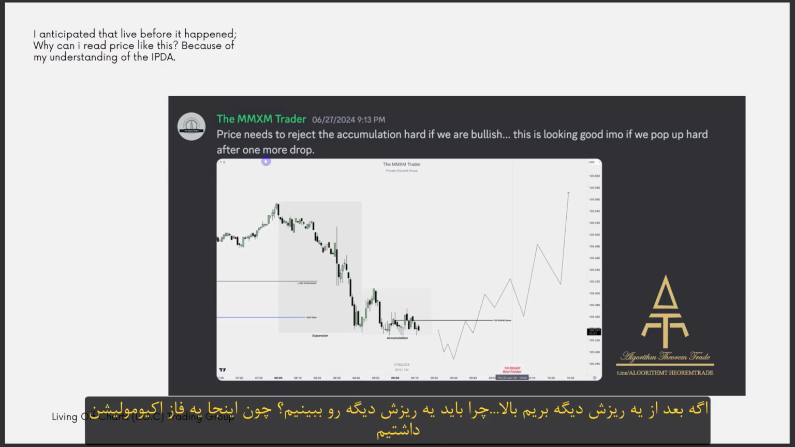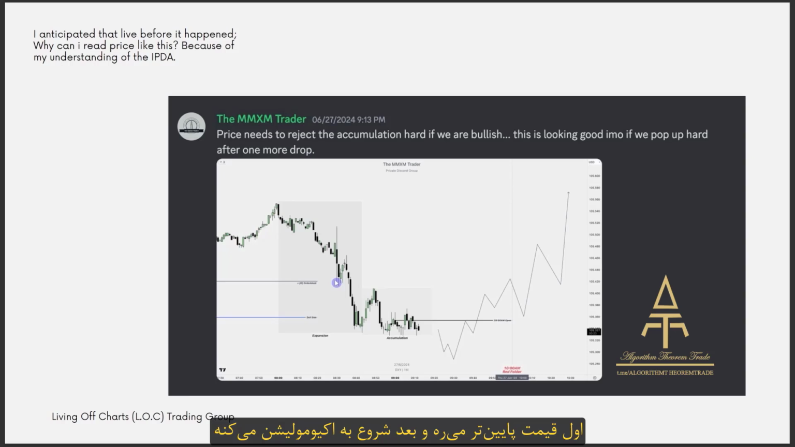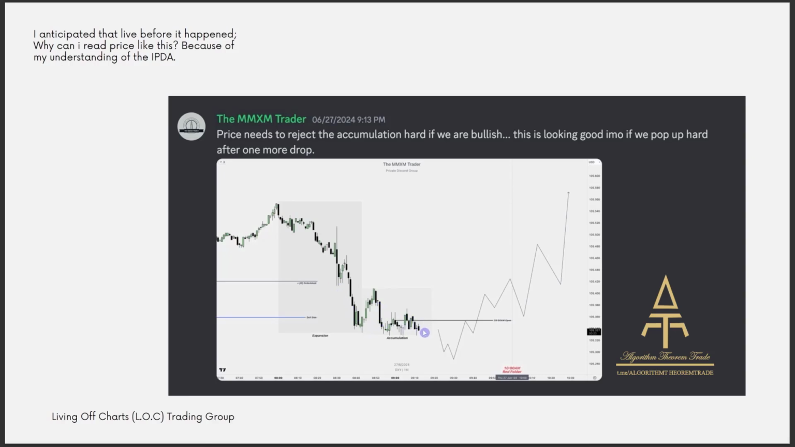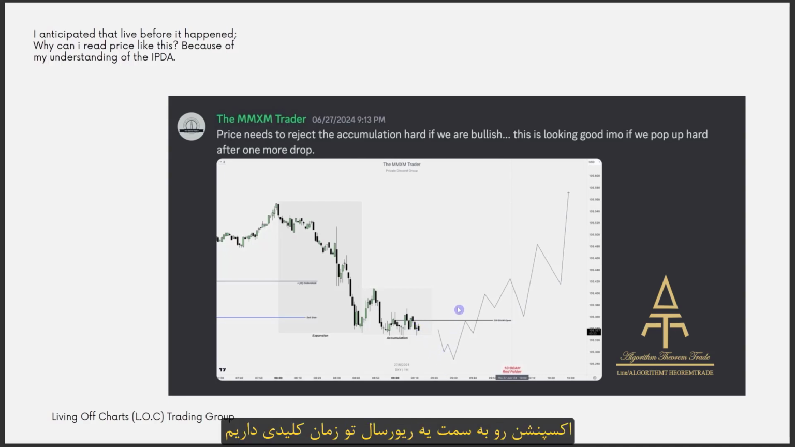Why do we want to see one more drop? Right, because we had that accumulation phase over here. So it was expanding lower and then it started to accumulate. So what is likely to happen? We're going to dip down lower first, right? Expanding into a reversal at that key time. This is why we wanted to see higher prices at that key time as well.